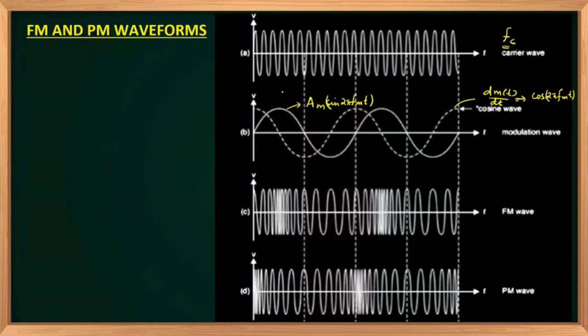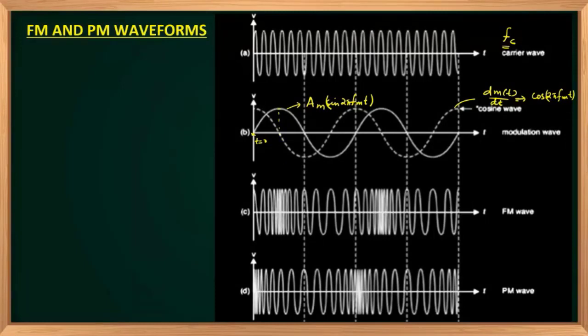So in an FM system, the frequency is made in proportion with the instantaneous amplitude of the message signal, that is Am sine 2 pi fm t. Here Am sine 2 pi fm t is the modulating signal. The modulating signal has value 0 at t equal to 0. Its value increases with time and it becomes the peak value at this point.